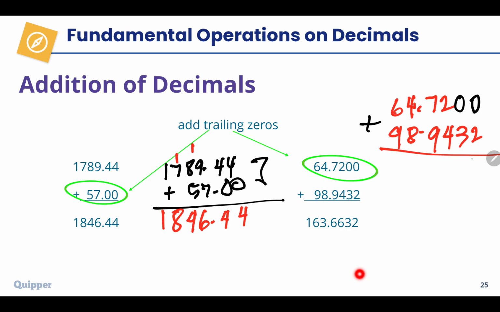0 plus 2, that is 2. 0 plus 3 is 3. 2 plus 4 is 6. 9 plus 7 is 16. Carry 1, add the decimal. Mag-add na kayo agad ng decimal. Kung saan nakatapat si decimal point, dun dapat din nakatapat si decimal point nyo. 4 plus 8 is 12, plus 1 is 13. 6 plus 9 is 15, plus 1 is 16. So you have here 163.6632.